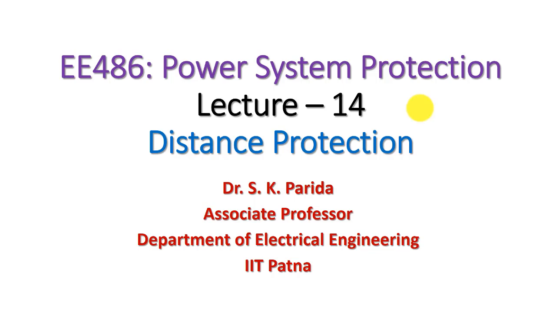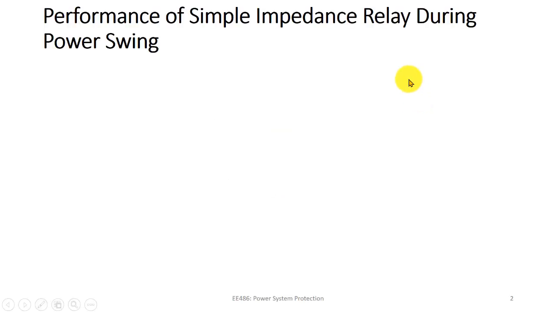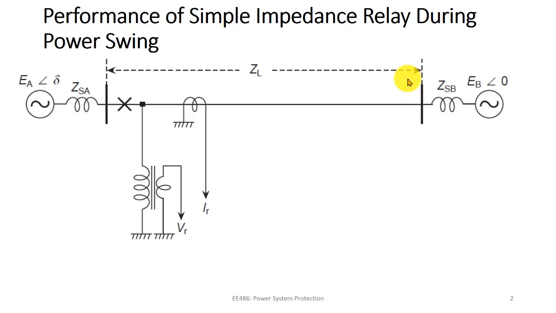So let us start, and we'll see the performance of the simple impedance relay during the power swing. Let us see. This is a transmission line where we have two sources, EA and EB. EB is considered as the reference phasor, and EA makes an angle of delta. ZSA is the source impedance at bus A. Let us say this is bus A and this is bus B.